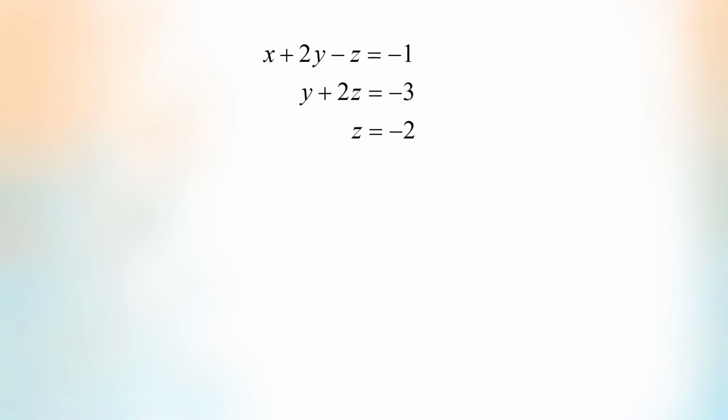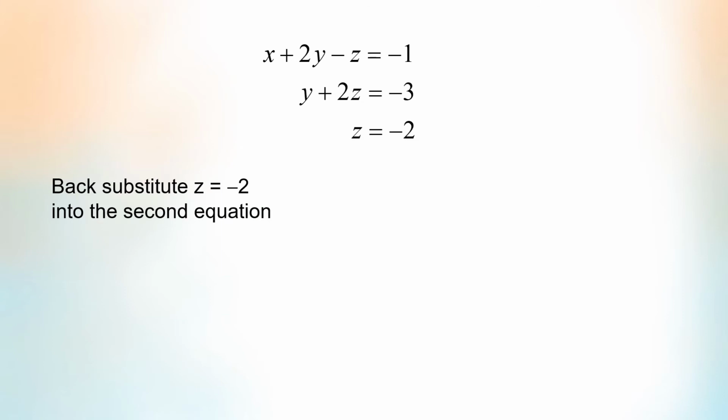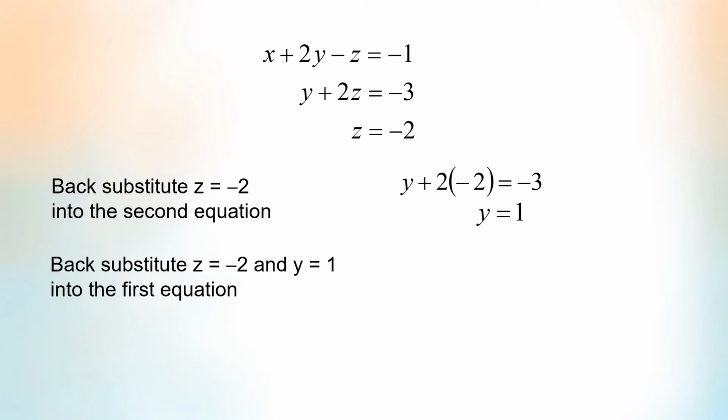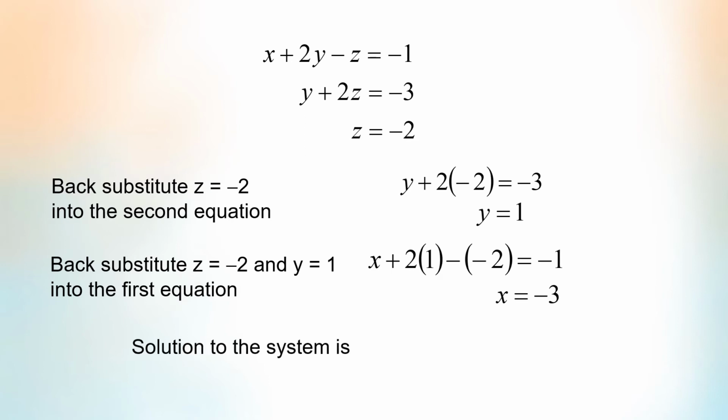We use back substitution to solve the system. So we back substitute the value of z equals -2 into the second equation to solve for the value of y. Then we back substitute z equals -2 and y equals 1 into the first equation to solve for the value of x. Thus, the solution to the system is -3, 1, -2.